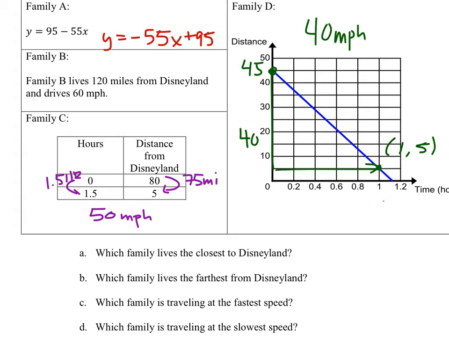All right, so which family lives the closest? D does, right? Because they only live 45 miles. Which family lives the farthest? B, right? Is that what you guys said? Which family is traveling the fastest? B.